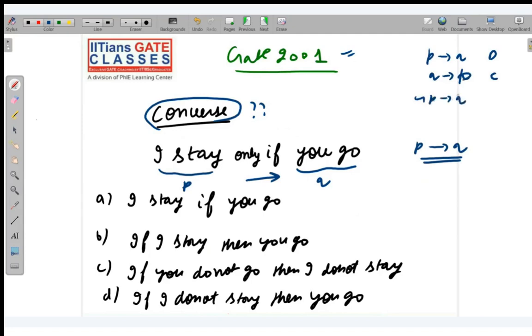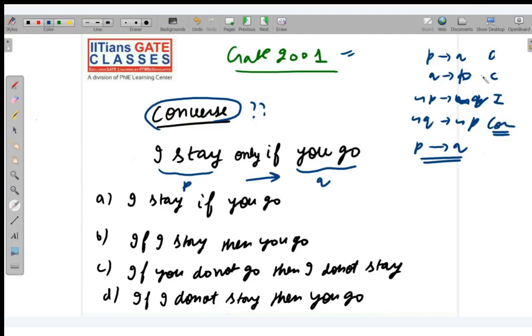Inverse is not P implies not Q. Not P implies not Q is inverse, and not Q implies not P. That is contrapositive. I think you already remember all these things. I have told you P implies Q is direct, Q implies P is converse, not P implies not Q is inverse, and not Q implies not P is contrapositive.